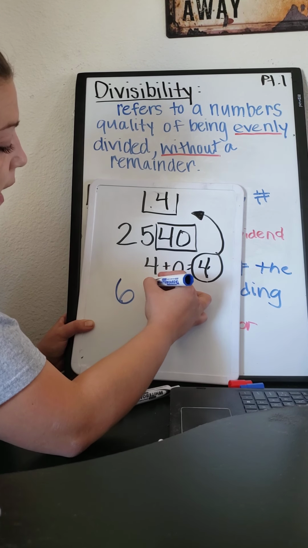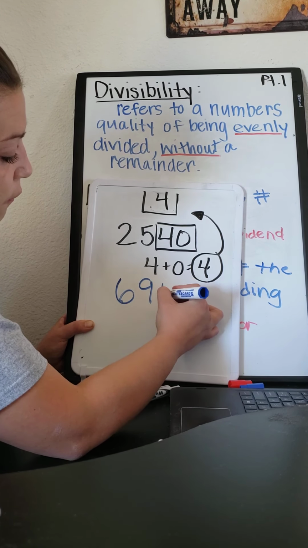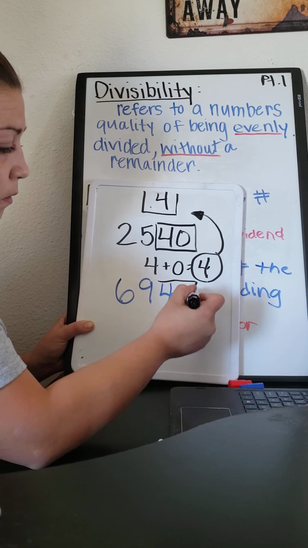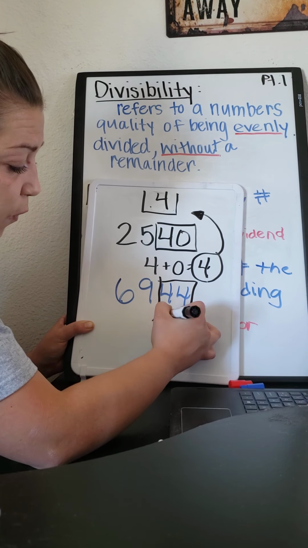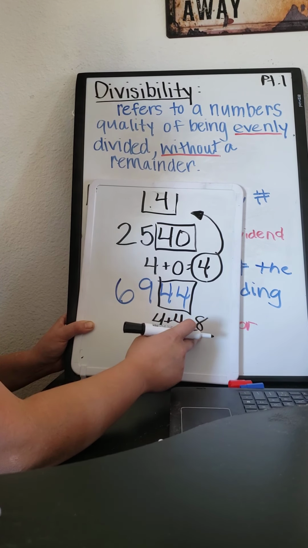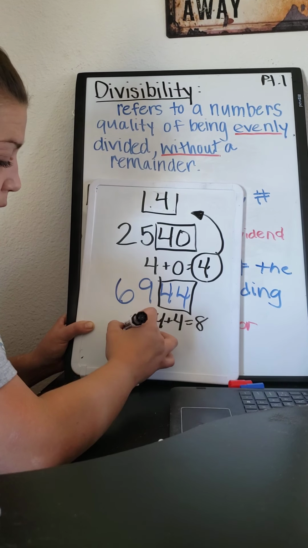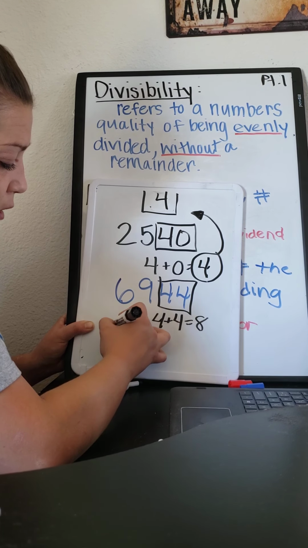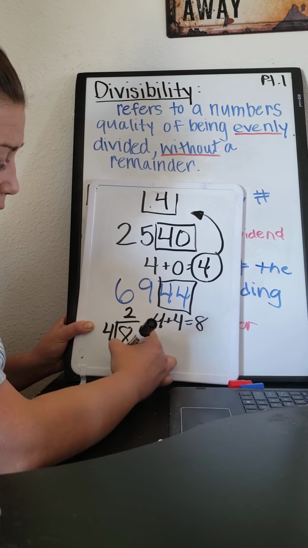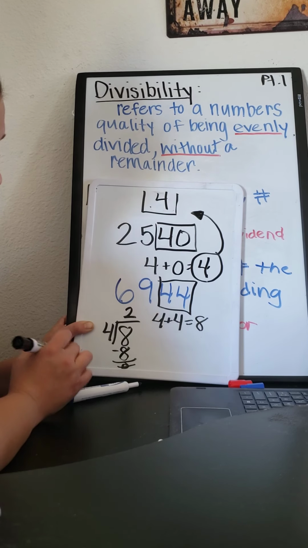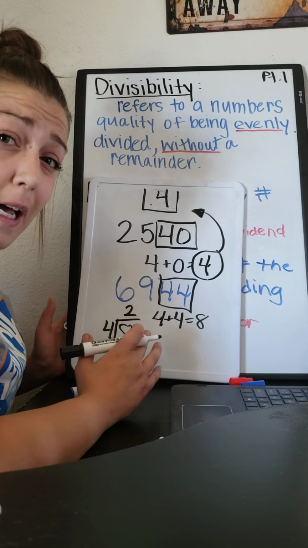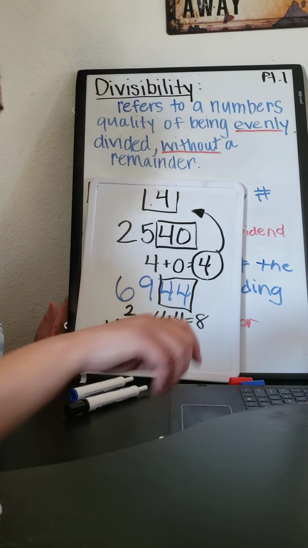Let's try 6,944. So what we do is we take these last two numbers, we find the sum of them, 4 plus 4 equals 8, and we find out, is this number divisible by 4 with no remainders? 8 divided by 4. 4 goes into 8 equally twice. 2 times 4 is 8. 8 minus 8 is 0. That finishes out our problem. The number 6,944 is in fact divisible by 4. Look how simple that was to find out. It was very quick, in fact, too.